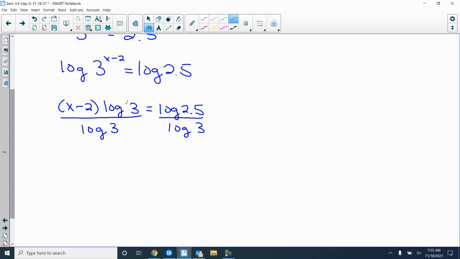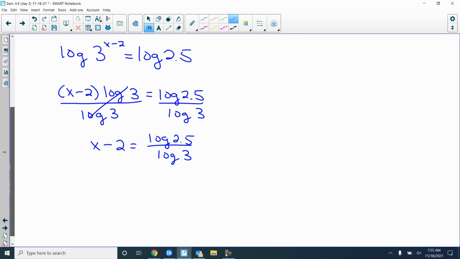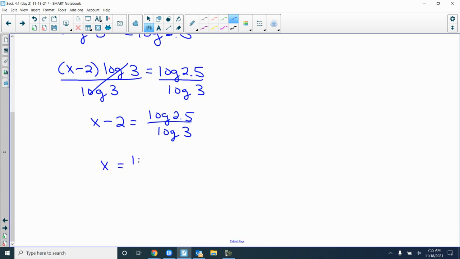And that will give me x minus 2 equals log of 2.5 divided by log of 3. And that'll give us some decimal, but I'm just going to wait. Add 2 to both sides. Use your calculator, figure that out, add 2, and round it to the nearest thousandth. We're going to go 3 decimal places for all these. So I get x equals log of 2.5 divided by log of 3 plus 2.